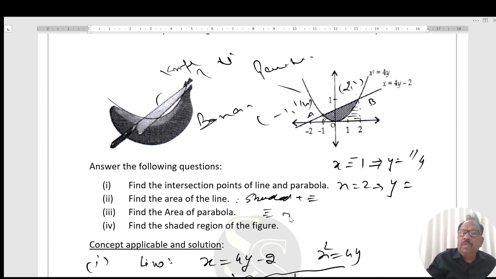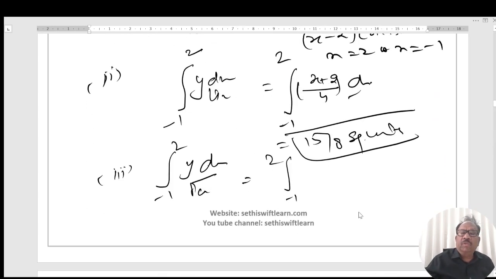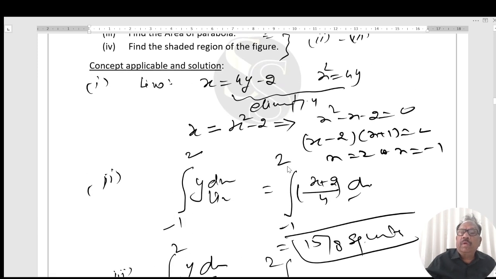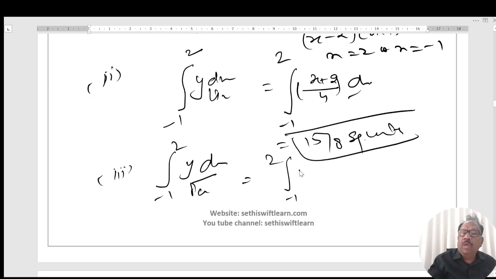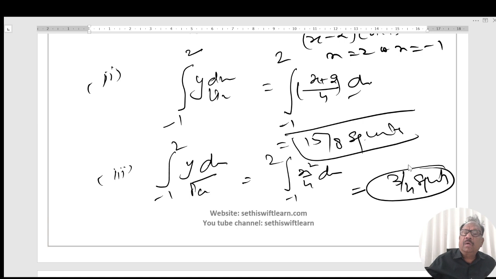Now, area of shaded region will be second minus third, right? On simplification, this comes out to be the integral of (x plus 2) by 4 minus x square by 4, dx. On simplification, we get 3 by 4 square units, right?